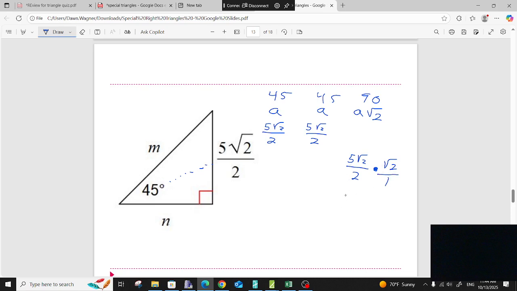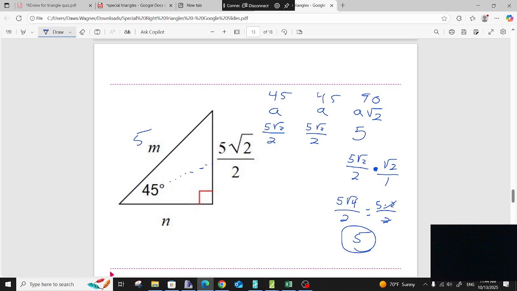So what is 5 square root 2 times square root 2? Oh, so you said 5 square root 4 over 2, but what's the square root of 4? 2. So that's 5 times 2, but I have a 2 down here. Those two can cancel. It's 5. So this is 5.